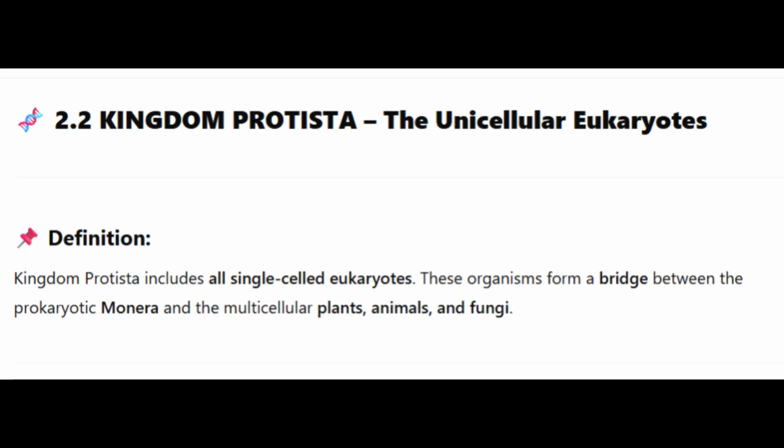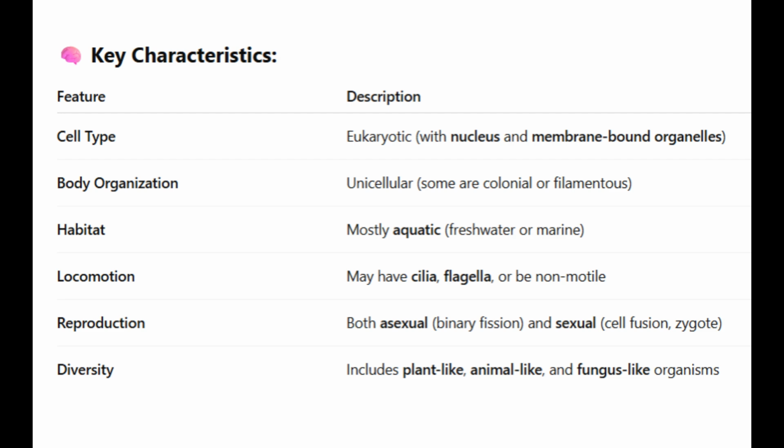2.2 Kingdom Protista. The unicellular eukaryotes. Definition. Kingdom Protista includes all single-celled eukaryotes. These organisms form a bridge between the prokaryotic Monera and the multicellular plants, animals, and fungi. Now let's take a look at the key characteristics of Kingdom Protista, a diverse group of eukaryotic microorganisms.